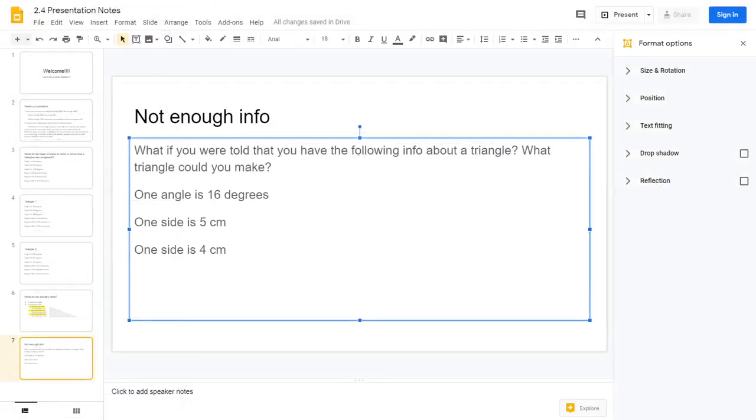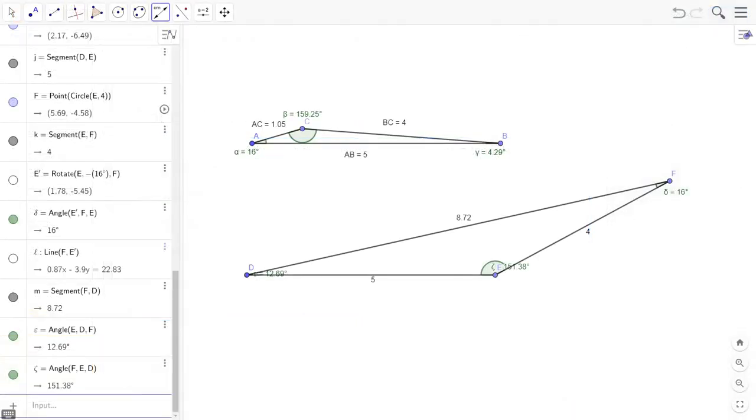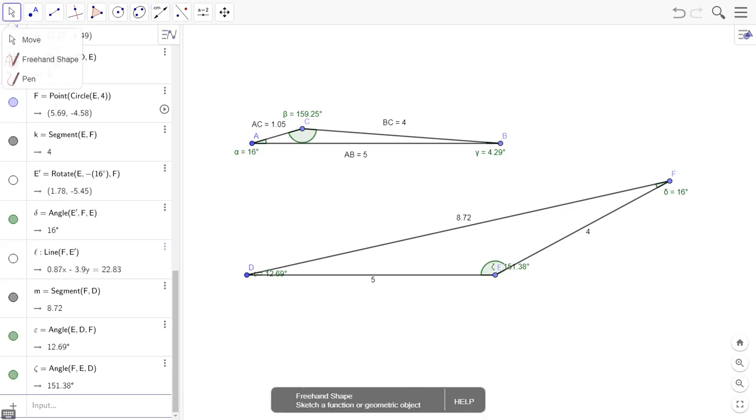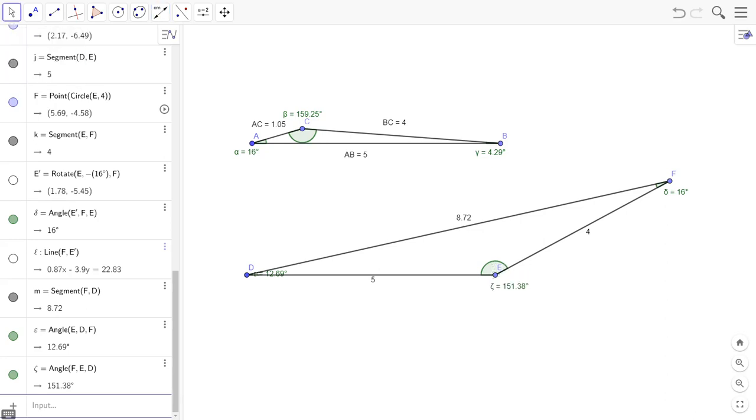We also had a 16-degree angle. And in this triangle, we have a 16-degree angle. And in this one, we have a 16-degree angle. Now, why does that happen? Well, because we weren't super precise about where that angle lives, where this 16-degree angle lives.